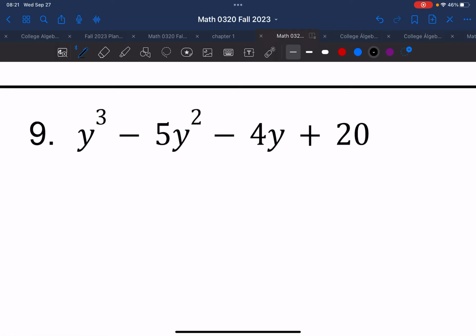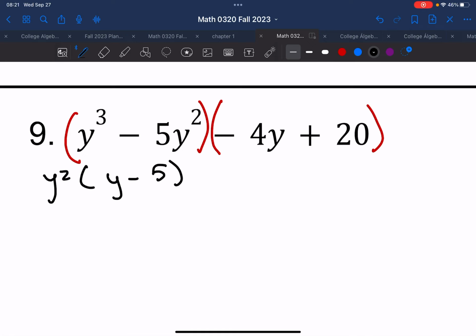Okay, number 9, we have 4 terms here. Remember, if we see 4 terms, we're going to do factor by grouping. So I'm going to group the first 2 terms and the second 2 terms. Once I group each of them, I'm going to take the GCF out of both. So what could I take out of the first parentheses? Y squared. If I take out a y squared, I'm left with y minus 5.